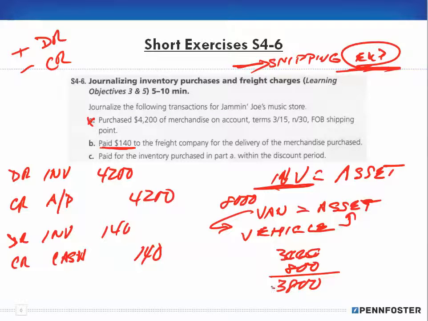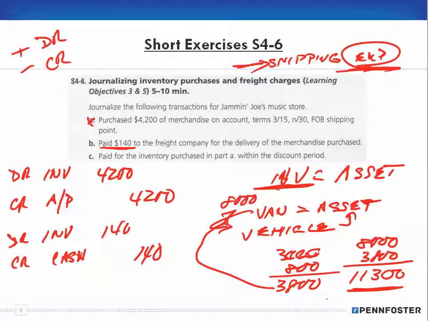Okay, well, that $3,800 is still a cost of the van, right? So now you have the $8,000 that you purchased it for, plus the $3,800 that you put into it in order to get it ready for the road, right? So now you're up to $11,300. That's what goes in the van, the vehicle account.